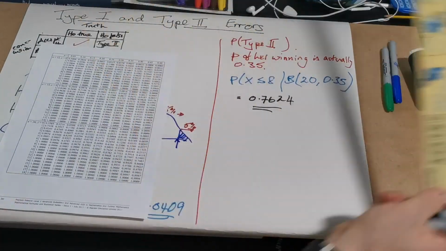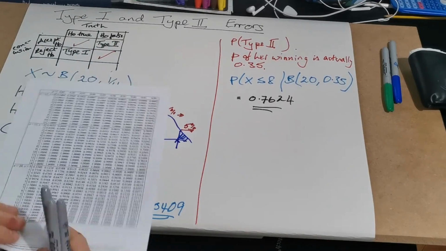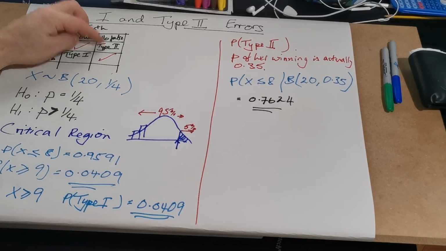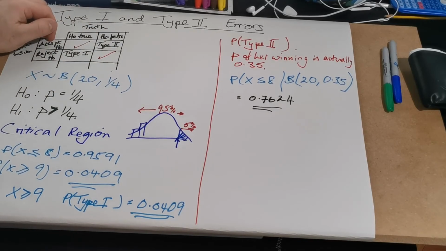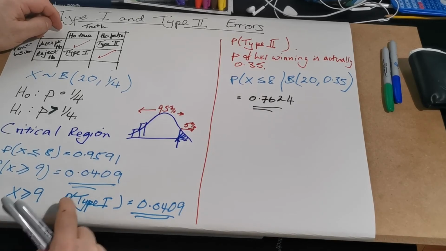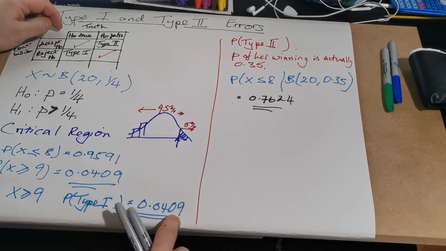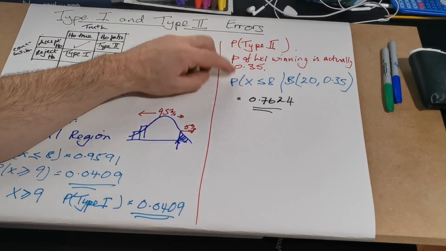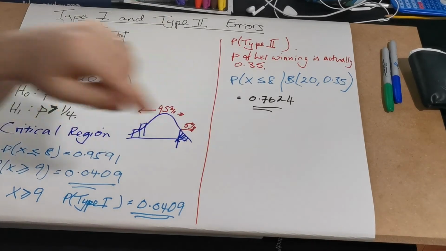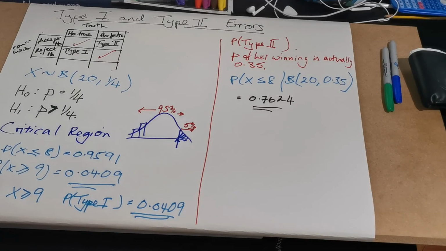which is quite interesting, quite a large statistic. So this is the probability of her cheating and actually getting away with it. 0.7624. Interesting. The probability that she doesn't cheat and gets accused of cheating is 0.0409. The probability that she does cheat and gets away with it is 0.7624. So actually, it's quite a high probability that she could cheat and get away with it, I think.